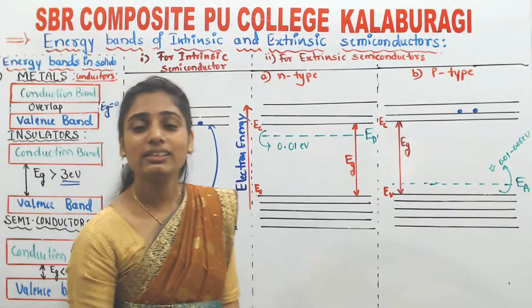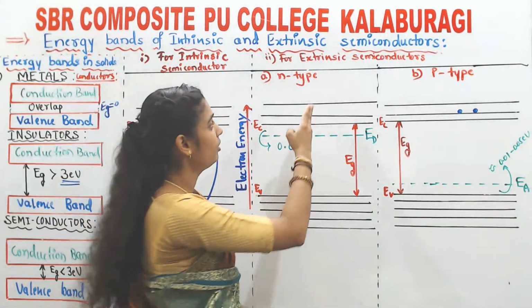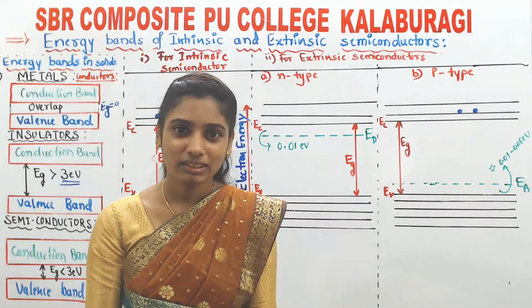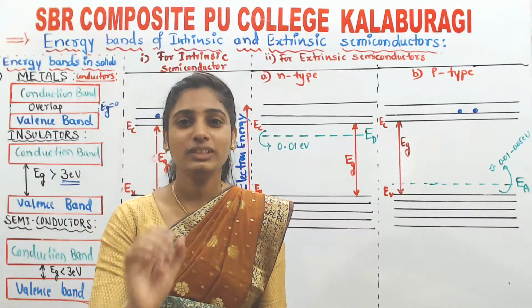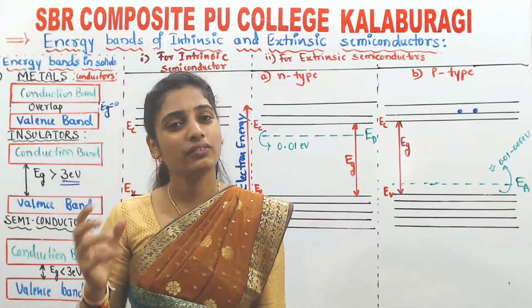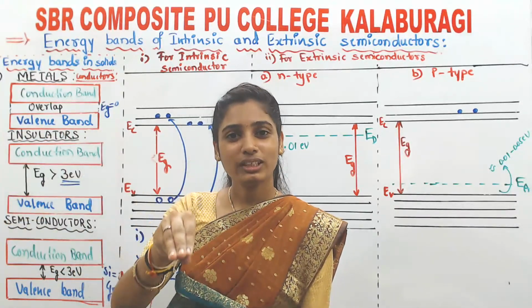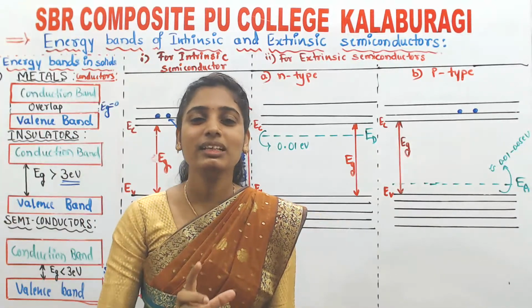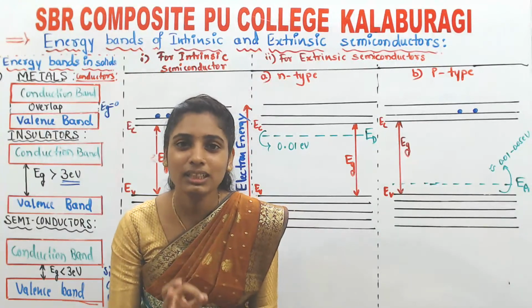What are the extrinsic semiconductors? We have done with intrinsic semiconductor. Moving to the extrinsic semiconductor now. What are extrinsic semiconductors? These are nothing but the semiconductors which are doped. If to the pure semiconductors I am adding any impurity, at that time what happens? Those will become impure semiconductors, or those may also be called doped semiconductors.